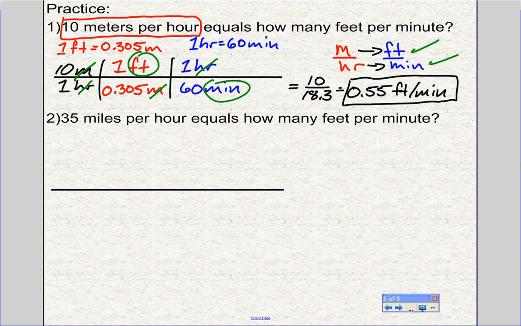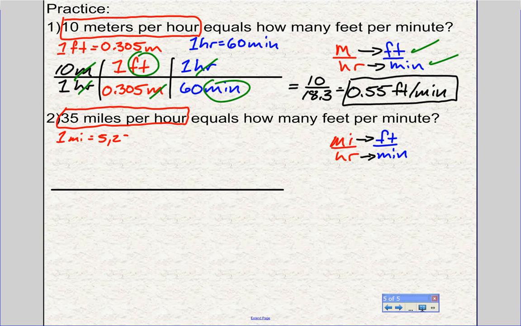All right, let's look at the next one, 35 miles per hour. I'm converting that to feet per minute. So miles per hour going to feet per minute. Again, I'm going to need two conversions, one from miles to feet, one from hours to minutes. So miles to feet, I have 1 mile equals 5,280 feet. Hours to minutes, I have 1 hour equals 60 minutes.